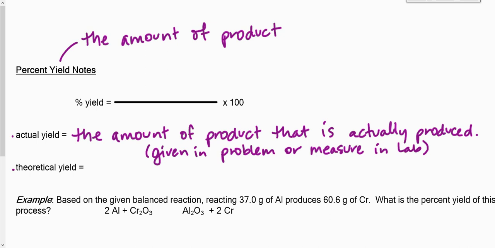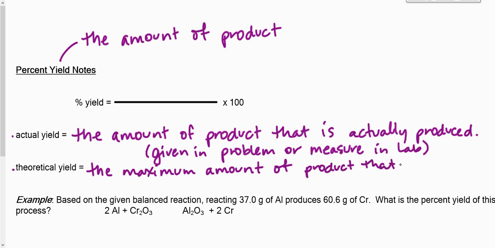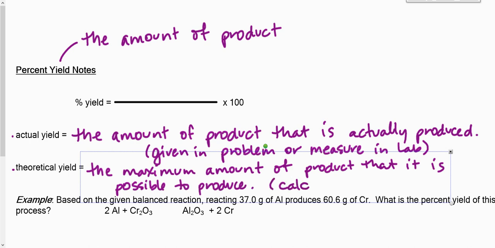All right, so your theoretical yield is what you've actually been doing all along in all of these problems. This is your calculated maximum amount. So the maximum amount of product that it is possible to produce. And this you're going to get from a calculation.